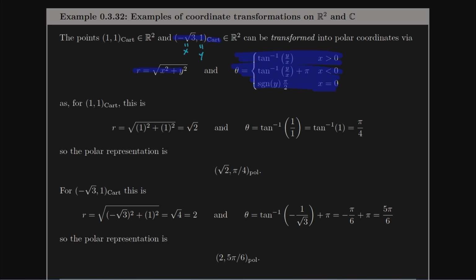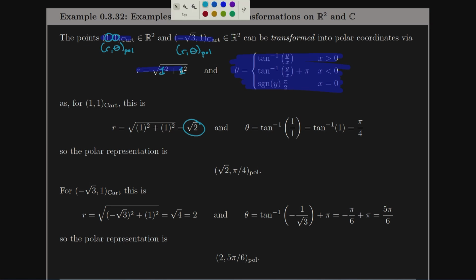So let's actually do an example of two of these. If I have 2 points, 1, 1 in Cartesian land and negative root 3, 1 in Cartesian land, and suppose I want to write them as some r, theta in polar land, I can do that following my transformation maps. And what do I do for that? Well, I take this 1 and plug it in for x, I take this 1 and plug it in for y, and I end up getting root 2 for that first case.